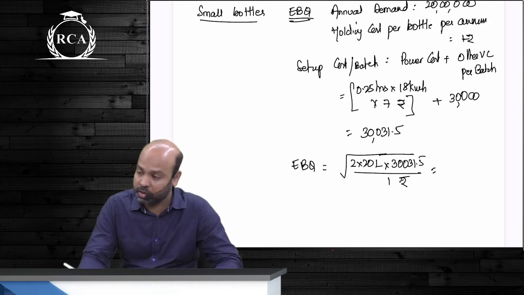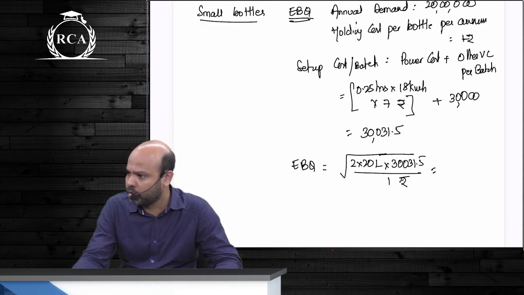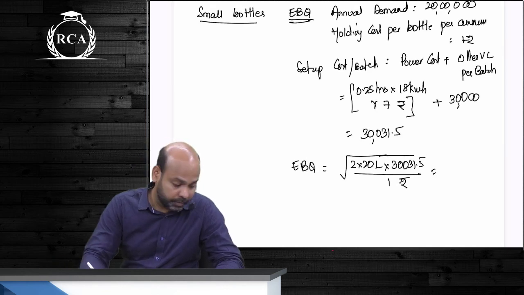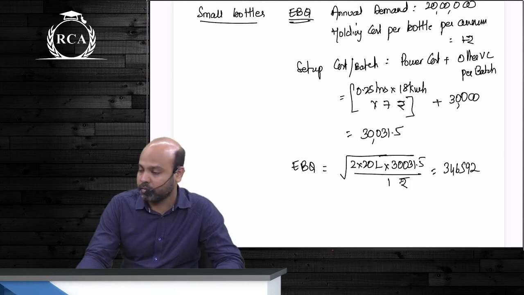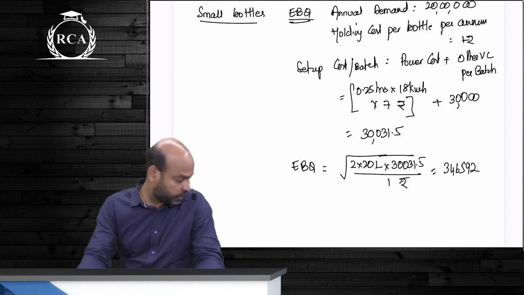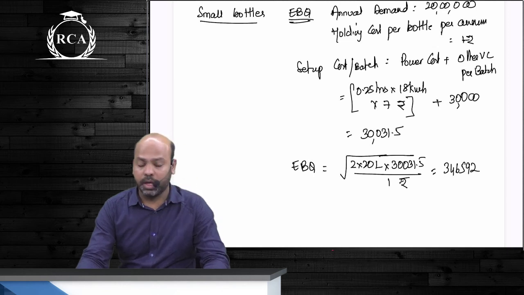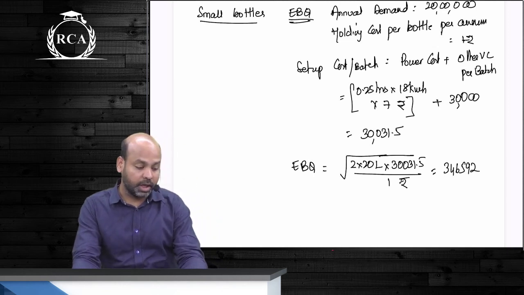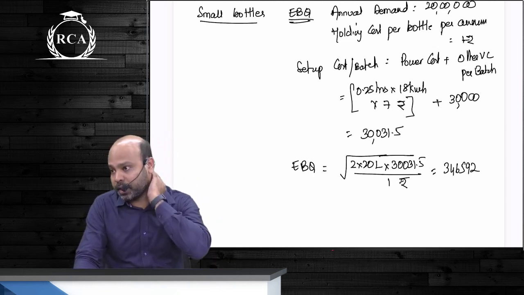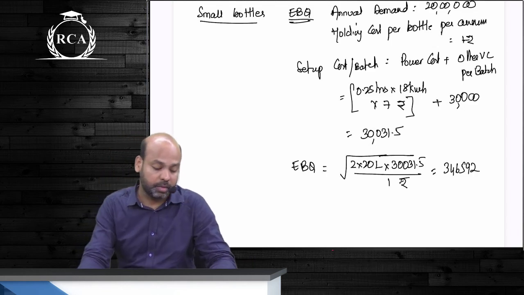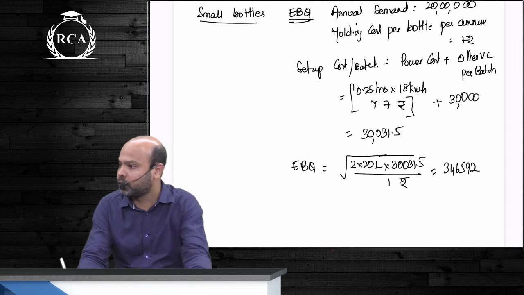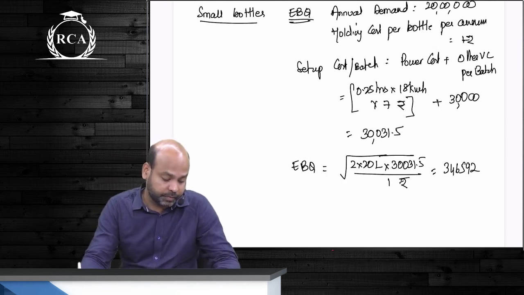Is it working on the calculator? Check. If it doesn't, understand: first take the root of 2 into 20 lakhs. Okay, how much is the answer, beta? That's the answer, guys. 3,46,592 bottles is the economic batch quantity. Are we clear about this? Yes or no, kids?